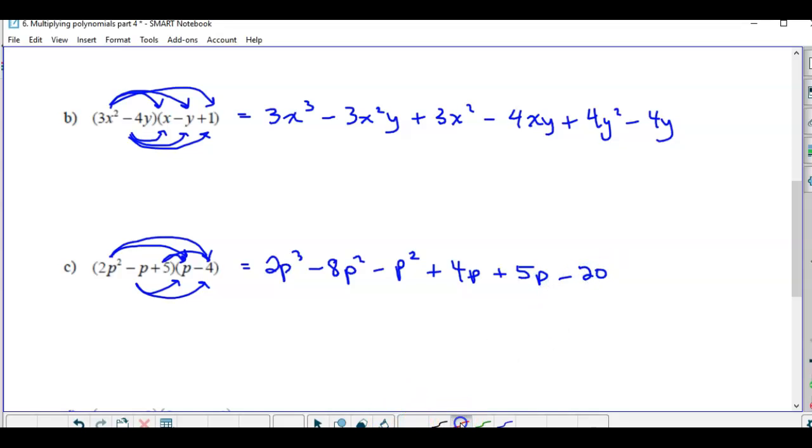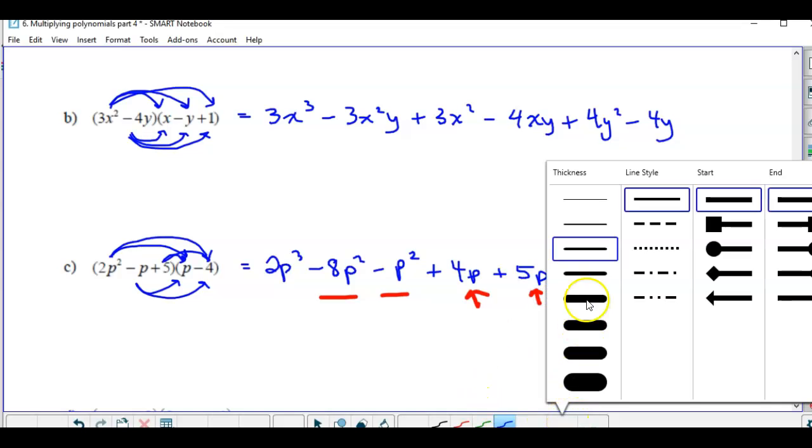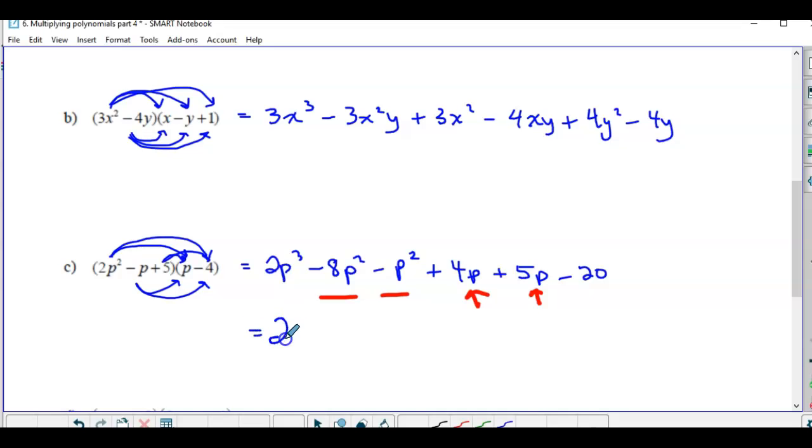And then like terms here, they're actually next to each other, so there and there. And so we'll get 2p cubed minus 9p squared plus 9p minus 20.